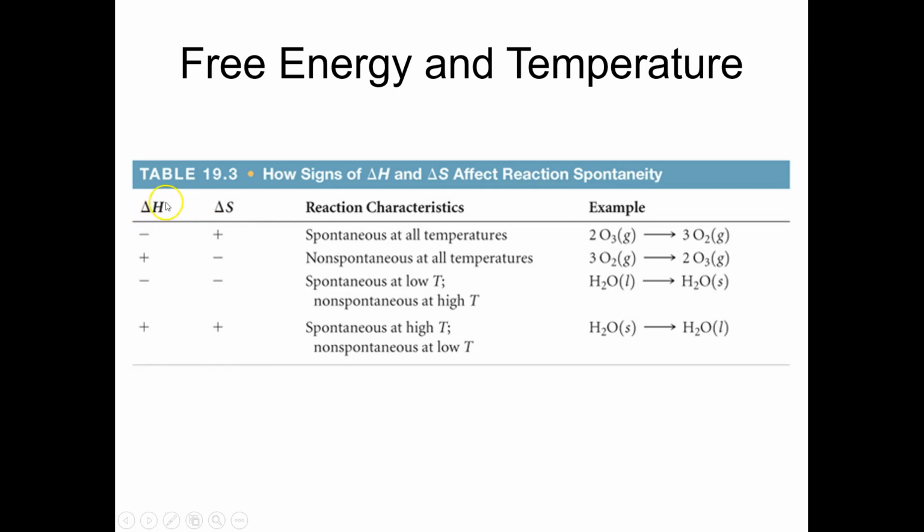So if you have a system for which delta H is negative, that is, it's an exothermic reaction, and delta S is positive, that is, the entropy of the system is going up, then that's always going to be spontaneous, because temperature is always a positive value. Therefore, in this case, T delta S is going to be a positive value. A negative value for delta H minus a positive value for T delta S will give you a negative value for delta G, and therefore a spontaneous reaction.